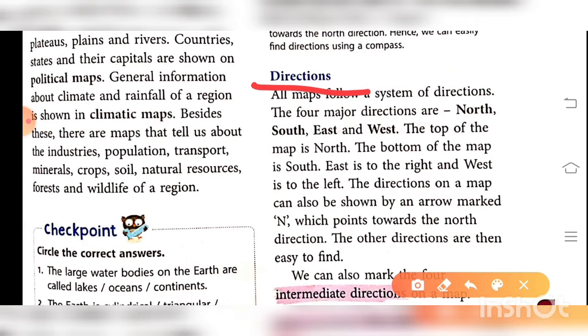The directions on a map can also be shown by an arrow marked N, a capital letter N. After knowing the direction of north, we can easily find other directions on the map.